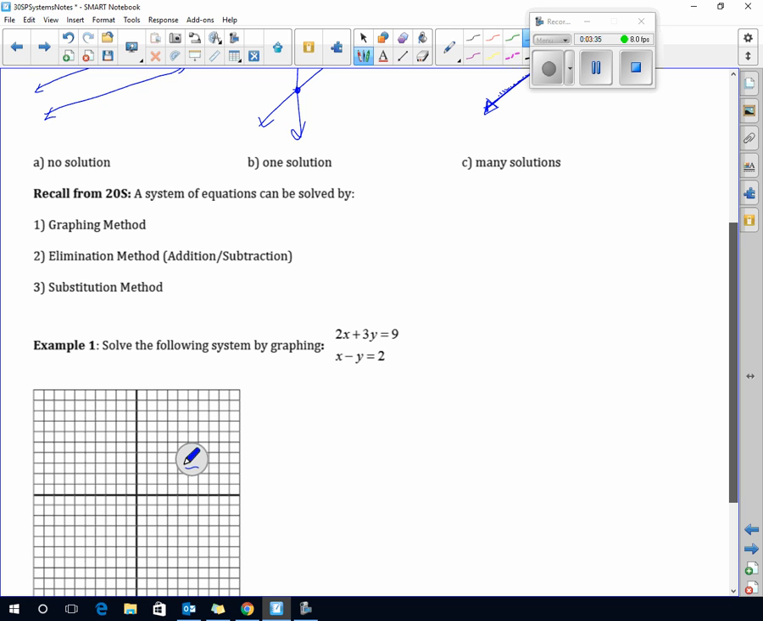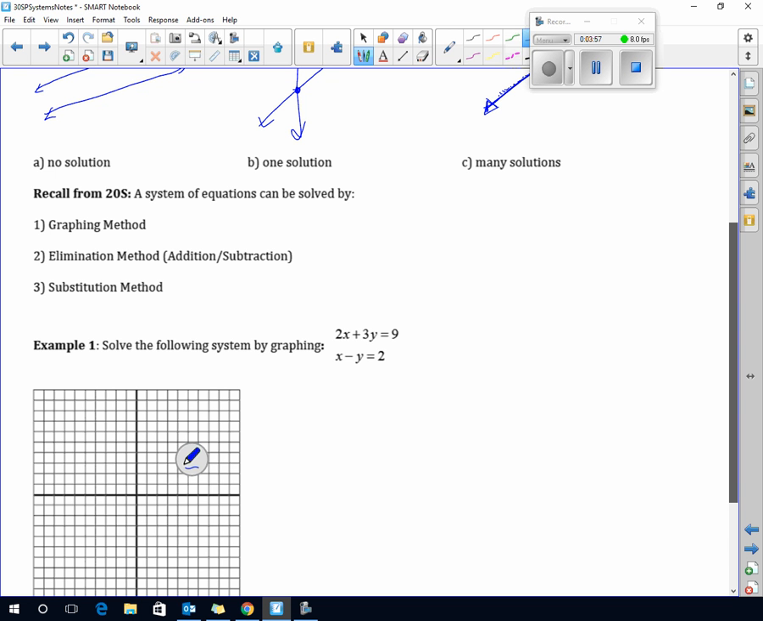Then there's the elimination method, or I think some people called it the addition-subtraction method, where you lined it up and then you added them together or subtracted and something eliminated. Do you remember that? It'll ring a bell in a second if you don't. And then what's called the substitution method, where you solve for one variable and plug it into the other equation to solve.